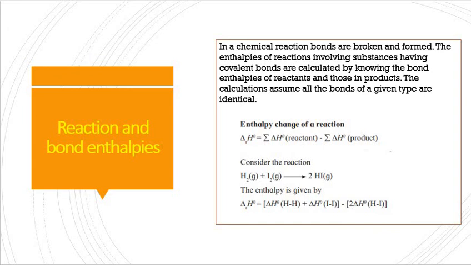Consider this reaction where HI is going to be formed in gaseous state from the standard states of hydrogen and iodine, both taken in gaseous state. So ΔH° would be calculated as ΔH° of the H-H bond, which would be broken, plus ΔH° of the I-I bond, which will be broken, minus 2 multiplied by, taking the stoichiometric coefficient of HI, ΔH° of HI. In this way the enthalpy change of the reaction would be calculated.